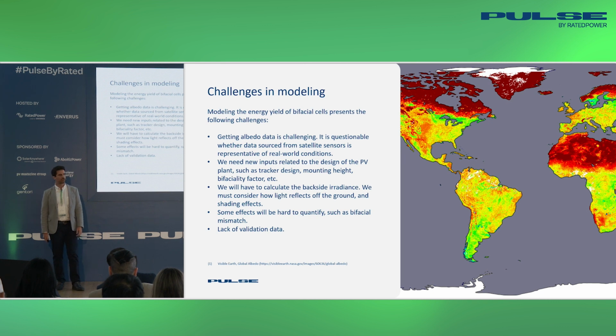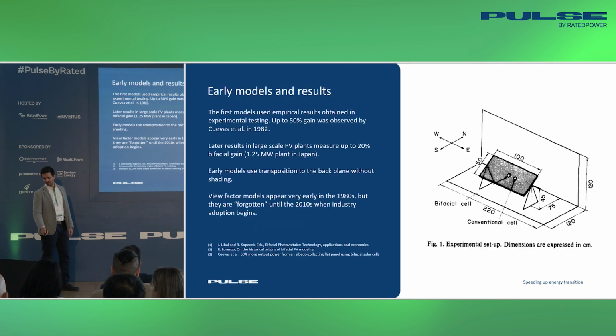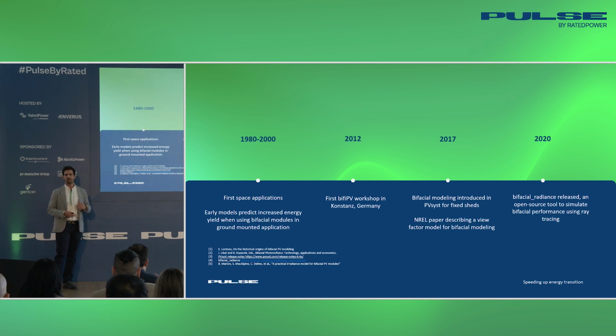So, state of the art in bifacial modeling. This is the state of the art of yield calculation models for bifacial PV, right? So 1980 to 2000s, first space applications, like I said, also early prediction models. They were usually predicting very high bifacial gain.